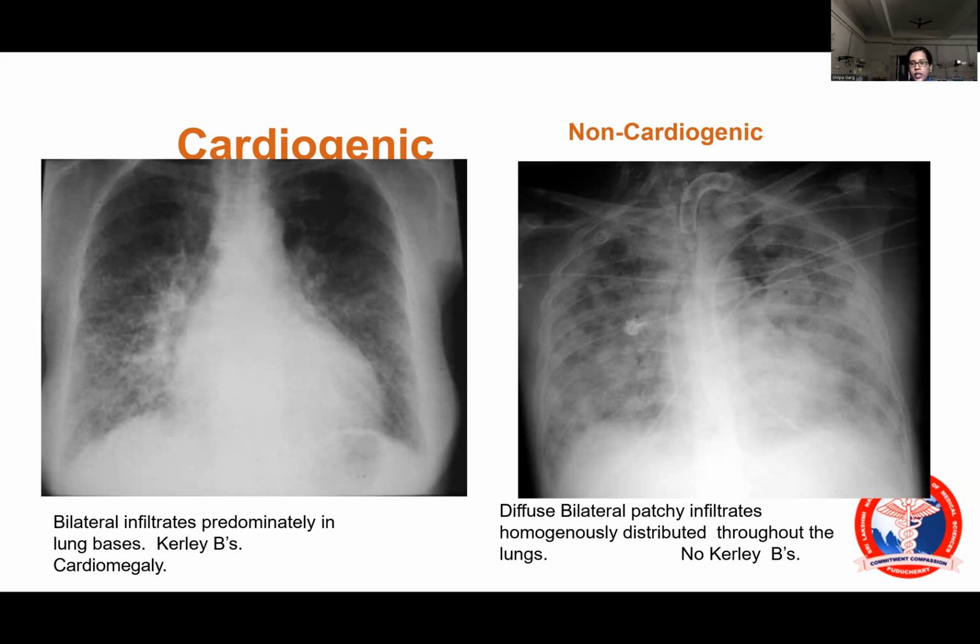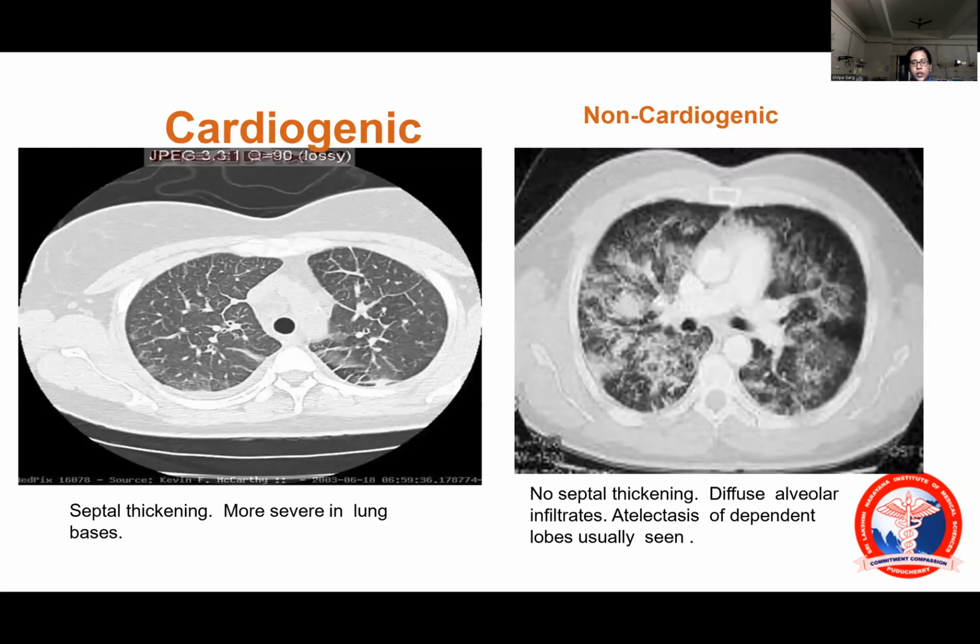Whereas when you see the ARDS and non-cardiogenic shock, there are patchy infiltrates. You cannot say that the septal wall thickening is obvious, but you can say that it is thickened. It is bilateral patchy infiltrates, and it is a homogeneous distribution. That is more important. It is not heterogeneous, it is homogeneous distribution.